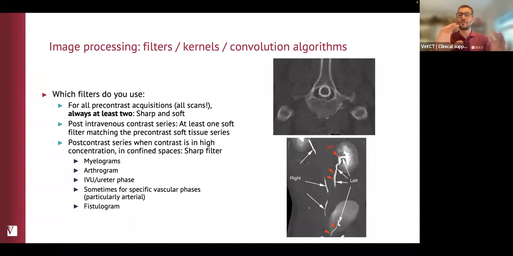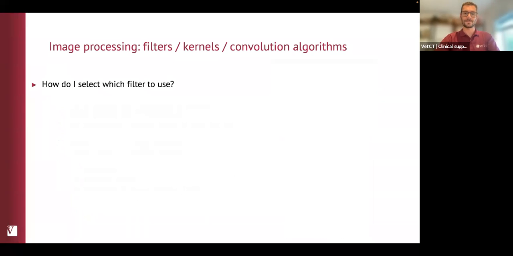Now, if the contrast is confined within a space and it's got high density, a good example of that is a myelogram, but you can think of an arthrogram, or the contrast which, even if it's given intravenously, finishes in the ureter. That is now a sharply demarcated structure with very high density. It's a little bit like looking at bone. So in cases like dacryocystograms, fistulograms, anything like that, generally speaking, a sharp filter would be preferred. If in doubt, do both. You always do both, at least for the pre-contrast series.